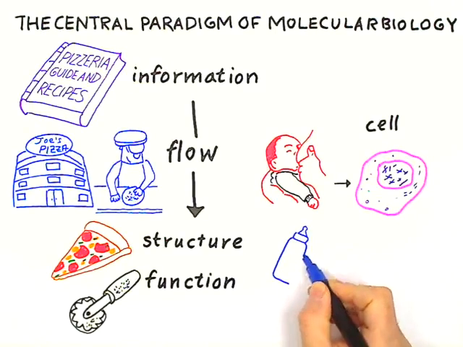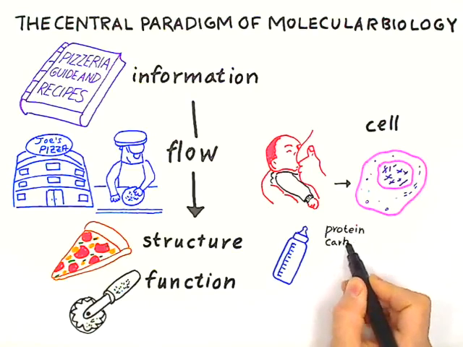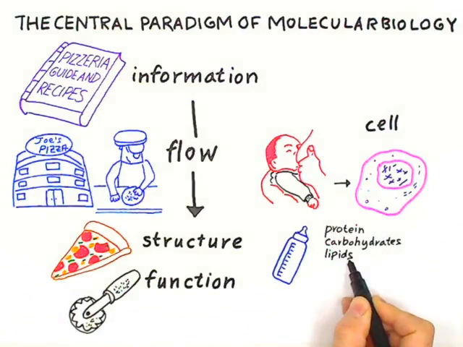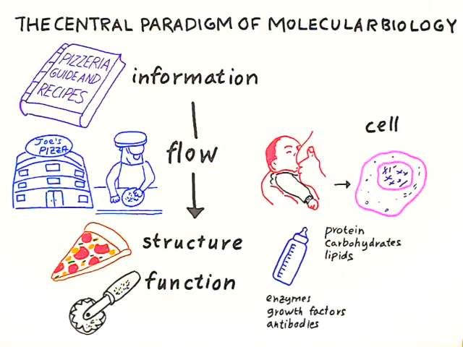Milk is a very complex product. It contains both structural elements, proteins, carbohydrates, and lipids, and functional elements, enzymes that help the baby digest, growth factors that help the baby develop, and antibodies that fight off infections. It is all about good health.